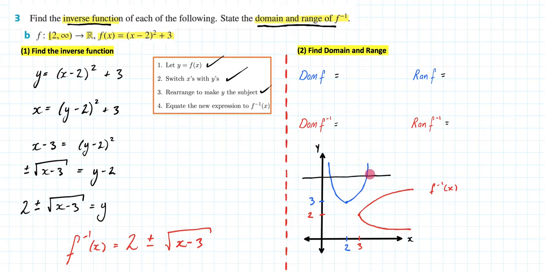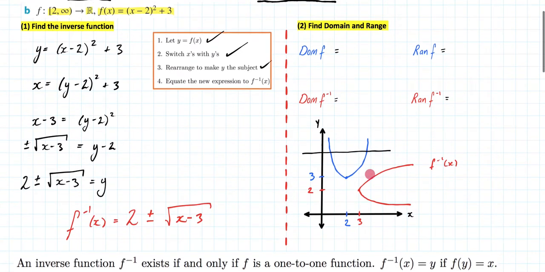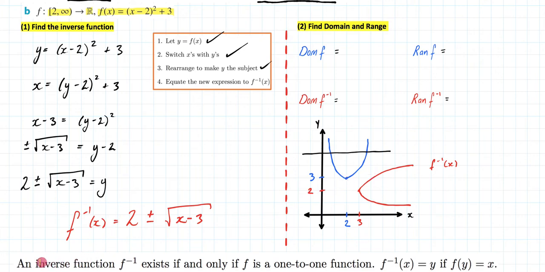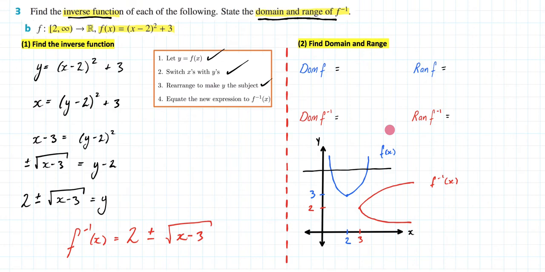And that's when alarm bells should start ringing in your head, because we know this very important rule down here. An inverse function exists if and only if f is a one-to-one function. f has to be a one-to-one function. So at the moment, as you can see, this is our f. It isn't a one-to-one function. So something is a bit amiss. And that's because we haven't taken into account the fact that our domain is restricted between 2 to infinity. So here is 2, and that's infinity that way. So that means that this part of the graph isn't going to exist.